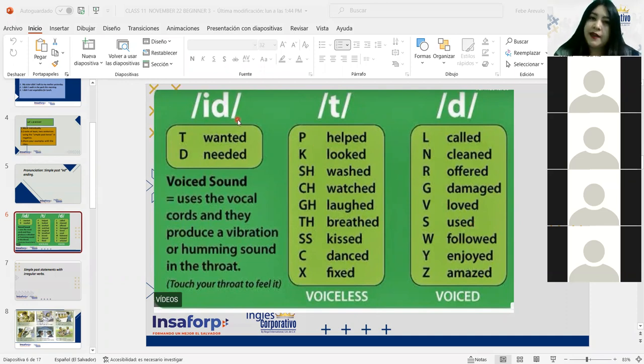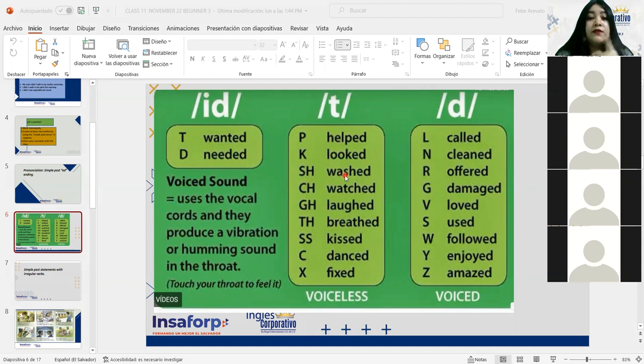Listen carefully. La primera vez lo voy a hacer yo todos estos verbs, la segunda vez les toca a ustedes. Si necesitan ayuda, you let me know, okay? So here we go. Wanted, needed, helped, looked, washed.